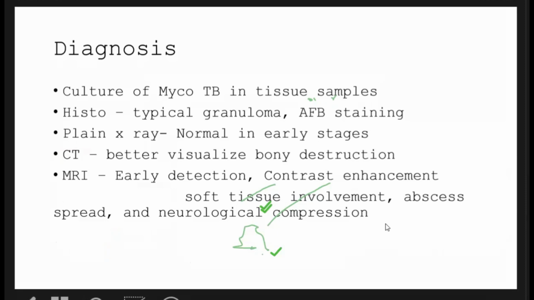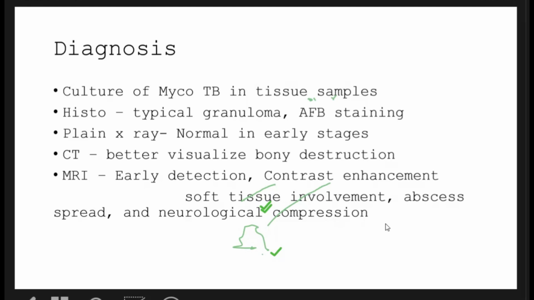So for diagnosis purposes, the best form would be to culture the Mycobacterium tuberculosis in a tissue sample. As you all probably know better than me, it is not so frequent. On the other hand, we can have a reasonable diagnosis if we find a typical granuloma in a histological sample, if required, by staining with AFB. Plain X-ray, this is the dilemma. We do perform quite a lot of plain X-rays. It can be quite normal in early stages.